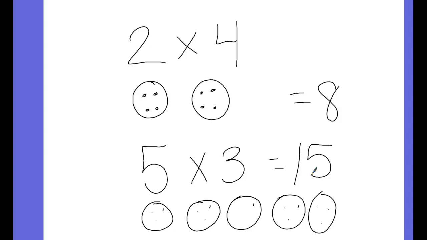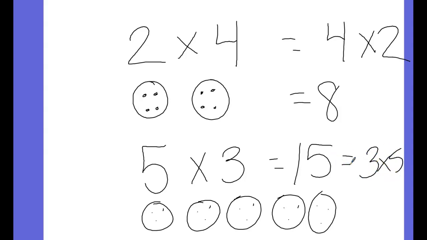But what is the commutative rule, or the commutative property? Raise your hand. Commutative. Caden? So I can change the order of the numbers, but my answer doesn't change, right? So 2 times 4 is the same as 4 times 2, correct? I could have 4 groups of 2 and I would still get 8. And I could have 3 times 5 and still get 15, right? Okay, so keep those things in mind as we go into our lesson today.